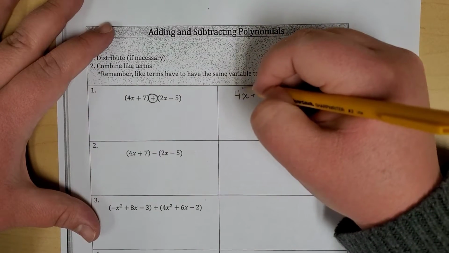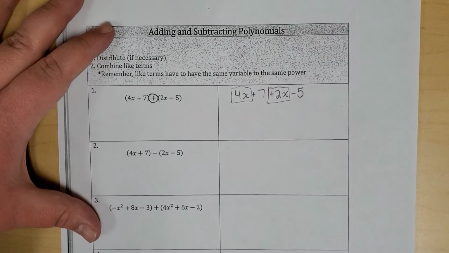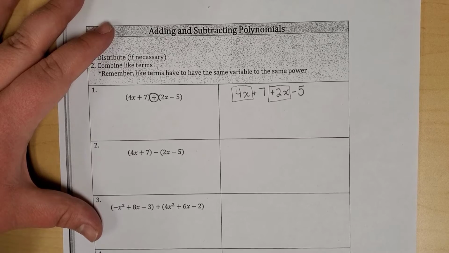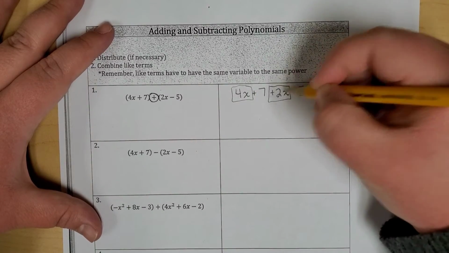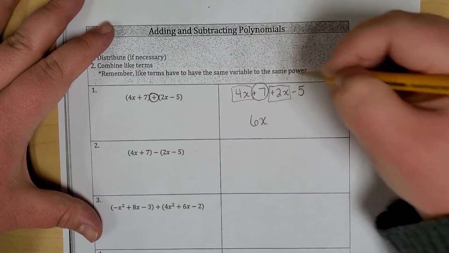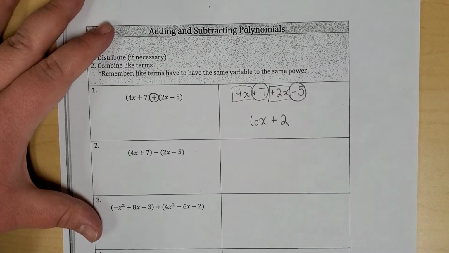So if you look, you should see a 4x and a 2x. And remember, I want these to be in standard form, so I'm going to go in order from biggest exponent to smallest. 4x plus 2x is 6x. Then I have a 7 and a negative 5. 7 minus 5 is 2. So 6x plus 2 is the final answer.